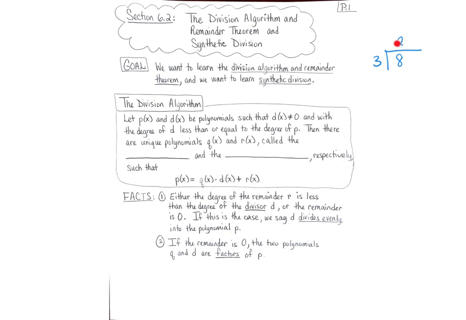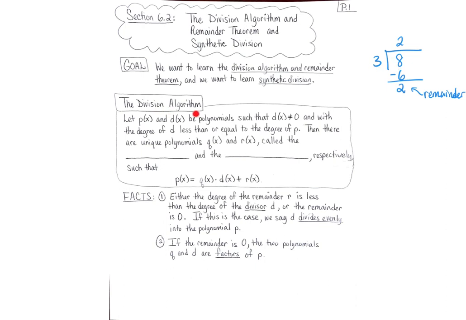Then you'd multiply the 2 times the 3. You get 6. So you subtract 6. You have a remainder of 2. So this is your remainder. So this process with polynomials is called polynomial long division. So that's what we're talking about in this section. But instead of numbers, we're going to be dealing with polynomials.